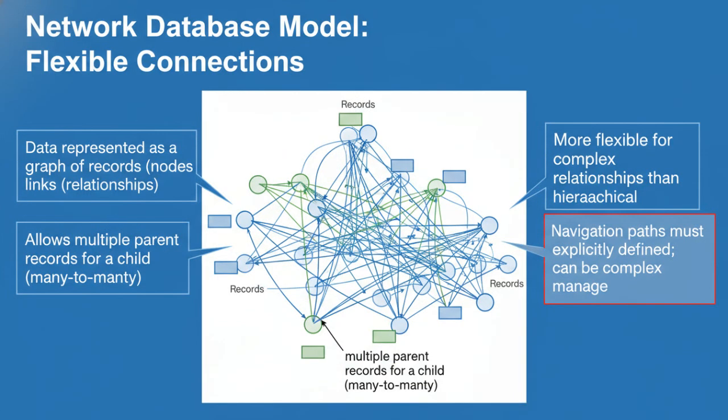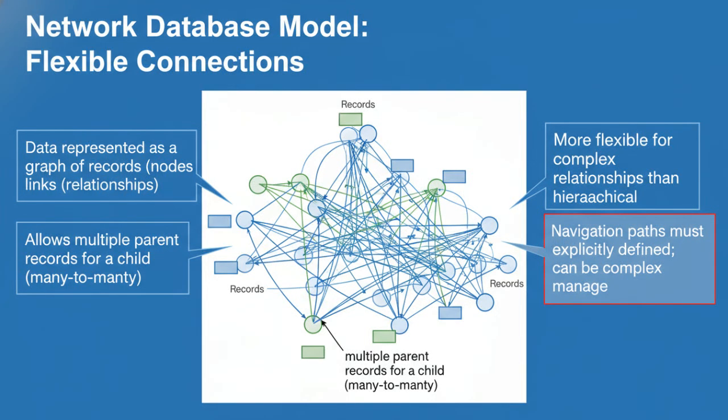Evolving from the hierarchical model, we have the network database model, standardized by the Conference on Data Systems Languages, or CODASYL, in the late 1960s. This model extends the hierarchical structure by allowing child records to have multiple parent records, moving beyond the strict one-to-many constraint. It represents data as a graph, where records are nodes and links define relationships. This many-to-many capability makes it more flexible and efficient for modeling complex relationships compared to its hierarchical predecessor.